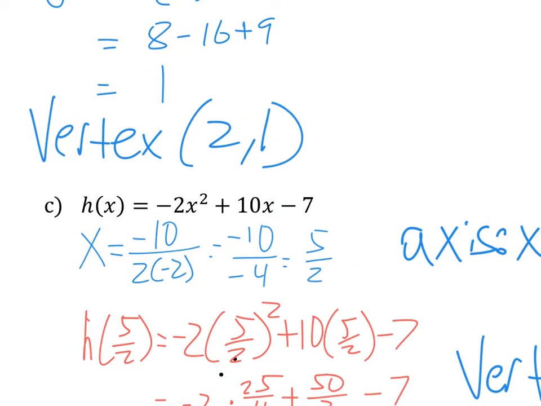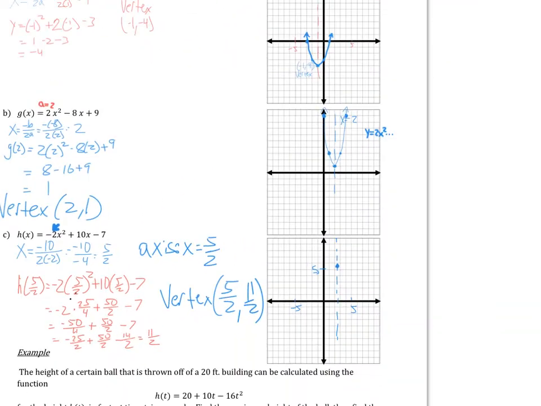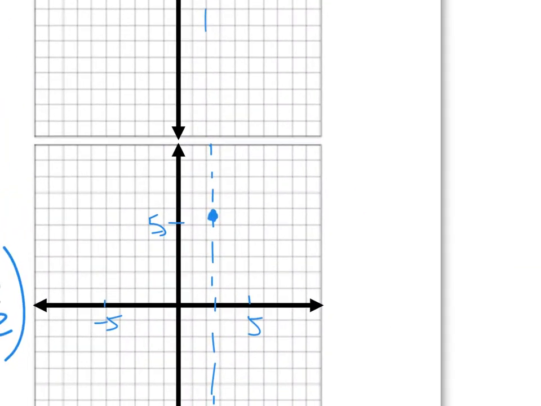Now, let's find our a value. Our a value is negative 2. So we're thinking there that a value is negative 2. That means it's going to flip upside down and be a little steeper. So when we're graphing this, we're going to think of what y equals negative 2x squared looks like. This was negative 2x squared plus something else, but the shape is going to look like negative 2x squared.